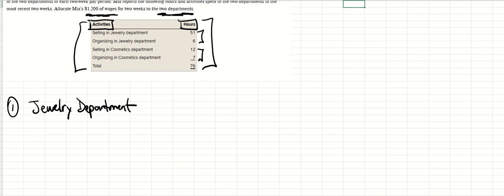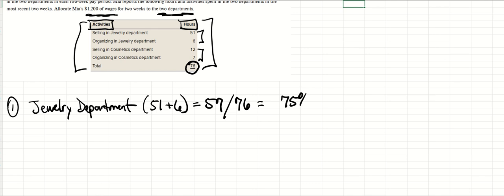In the jewelry department, the employee spent 51 hours selling, and then 6 hours organizing in the jewelry department. So we're going to take 51 plus 6. That gives us 57 hours that was spent specifically in the jewelry department, and we're going to divide it by 76 hours, because that's the total number of hours spent in both the jewelry and the cosmetics department. This way we're able to get our percentage of what needs to be allocated out of the $1,200 to the jewelry department. So 57 divided by 76 gives us 75%. So 75% of the $1,200 of the employee's wages is going to be allocated to the jewelry department.